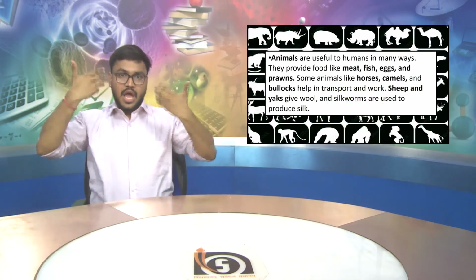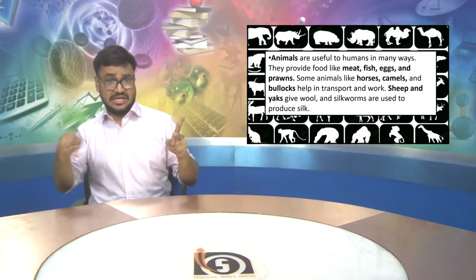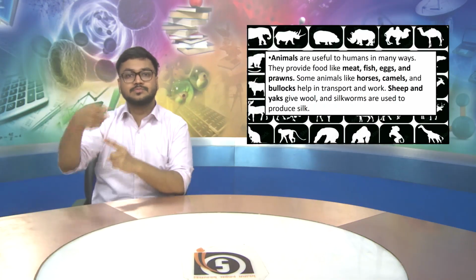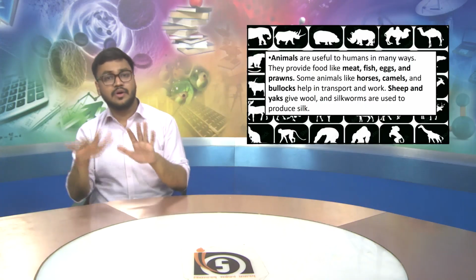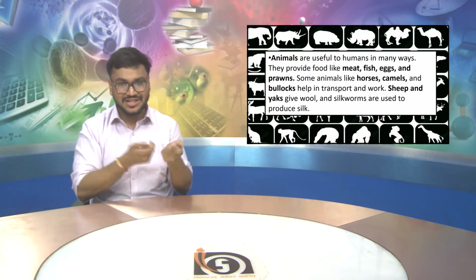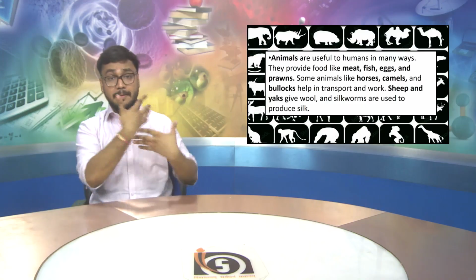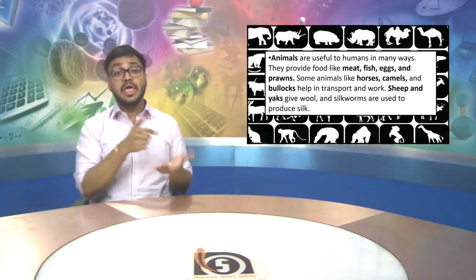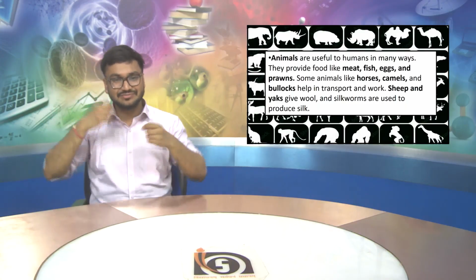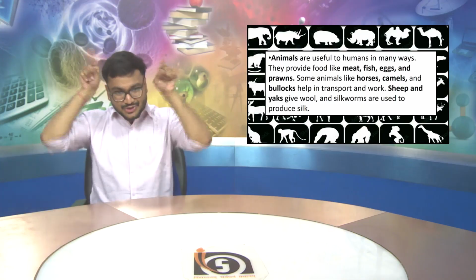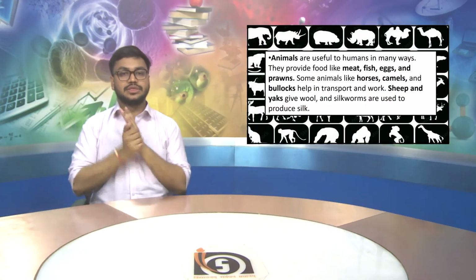Animals are useful to humans in many ways. They provide food like meat, fish, eggs and prawns, etc. Some animals like horses, camels and bullocks help in transport and work. Sheep and yaks give wool, and silkworms are used to produce silk.